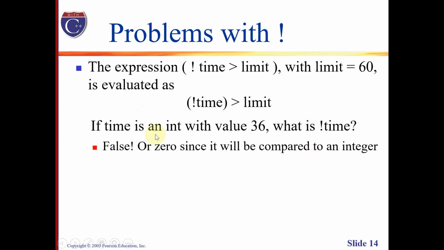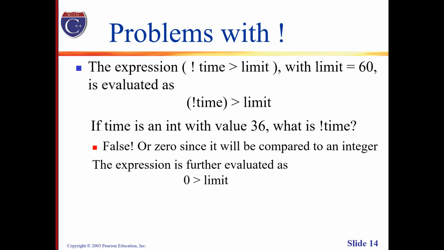False in the sense that any positive number is considered as true as far as a Boolean expression is concerned. But of course, since we use the not operator, then it would negate whatever value this variable has, therefore giving us the false value. And finally, the expression would be further evaluated as such, whereas what we are given is 0 greater than limit, which would actually give us false.